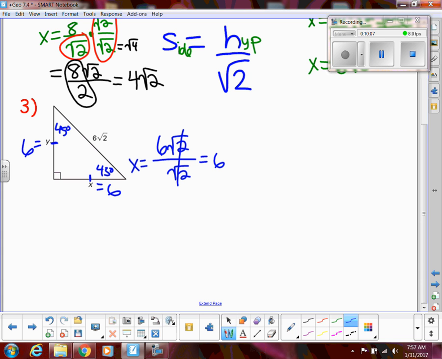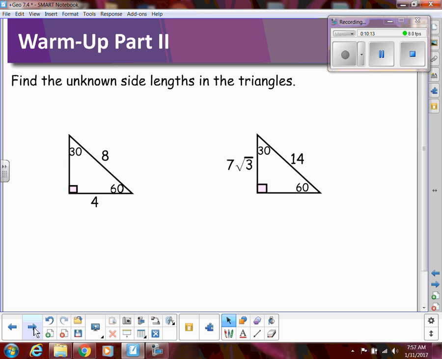All right. So that's a 45, 45, 90. Let's look at 30, 60, 90. Okay, same idea. We have these side lengths, and I want you to find the missing side. So pause the video, do the Pythagorean theorem, and let's see if we notice any patterns.